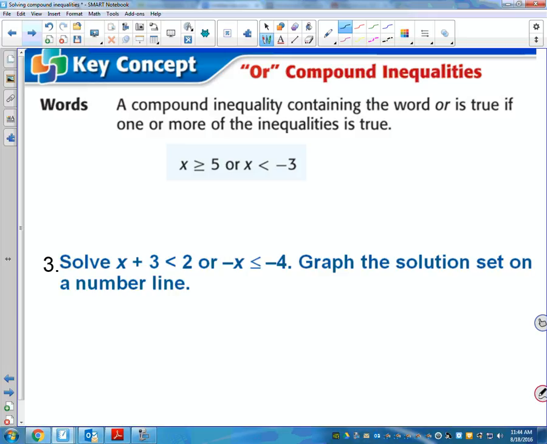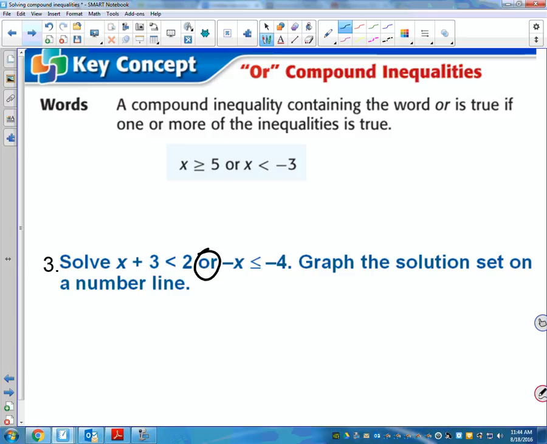Normally, ors are shaded in the opposite direction and not shaded in the middle. And so it says, or is true if one or more of the inequalities is true. So either this could be true or this could be true. Doesn't have to happen at the same time. It's really easy to recognize an or inequality because it always has the word or in it. Alright? And all you do is it's like a 2-for-1 problem here.